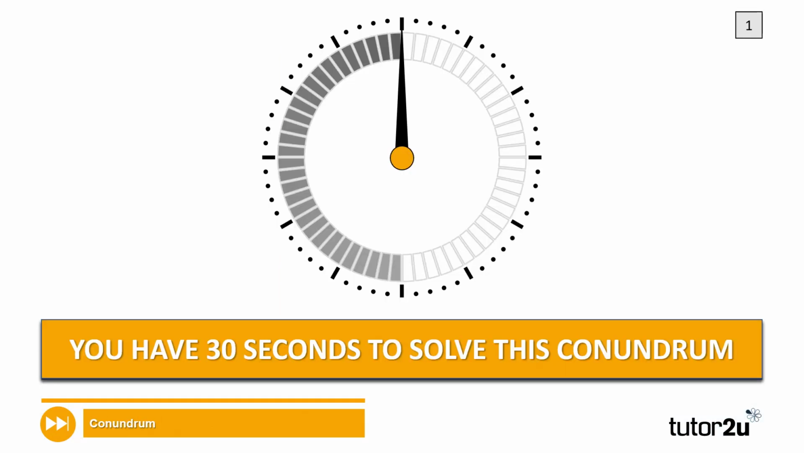So let's start with a quick task. On the screen, a conundrum will appear and you'll have 30 seconds to reshuffle the letters to form a key term that you would use when talking about Wundt in your exam. So pen and paper ready and follow the instructions on the screen.